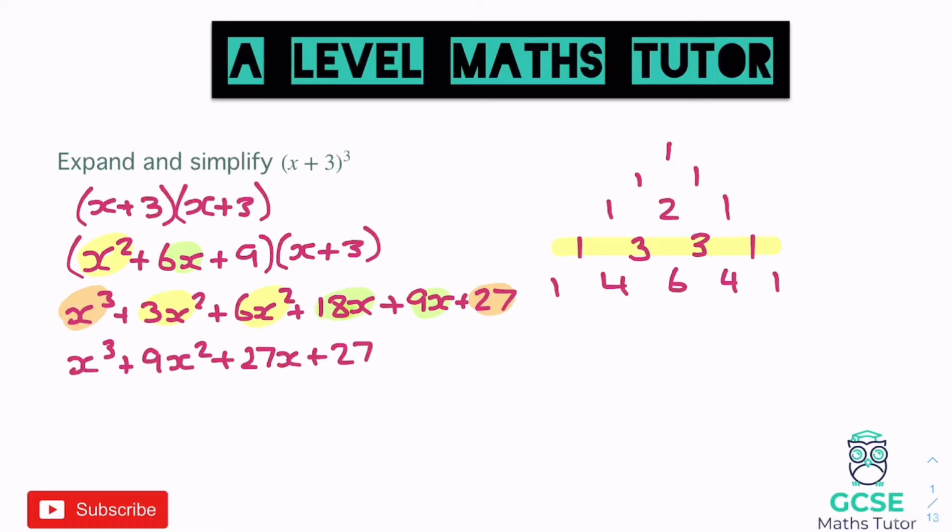Obviously eventually we got to x cubed plus 9x squared plus 27x plus 27, but we're going to have a look at how we can actually get to that using binomial expansion and using this process within Pascal's triangle. Now obviously we don't want to have to always draw this triangle out every time, and thankfully there's a nice little button that we can use to get that on the calculator.